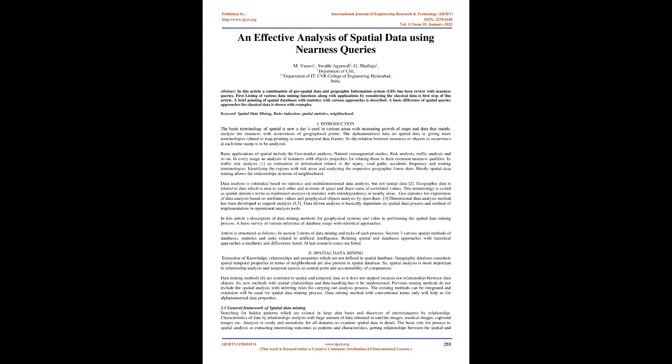Mostly spatial data mining allows the relationships in terms of neighborhood. Data analysis is estimated based on statistics and multidimensional data analysis, but not spatial data too. Geographic data is related to data which is near to each other in terms of space and shares the same correlated values. This terminology is called spatial statistics, termed as traditional analysis in statistics with interdependency of nearby areas. Geostatistics for exploration of data analysis based on attributes, values, and geophysical objects analysis by OpenSHA.